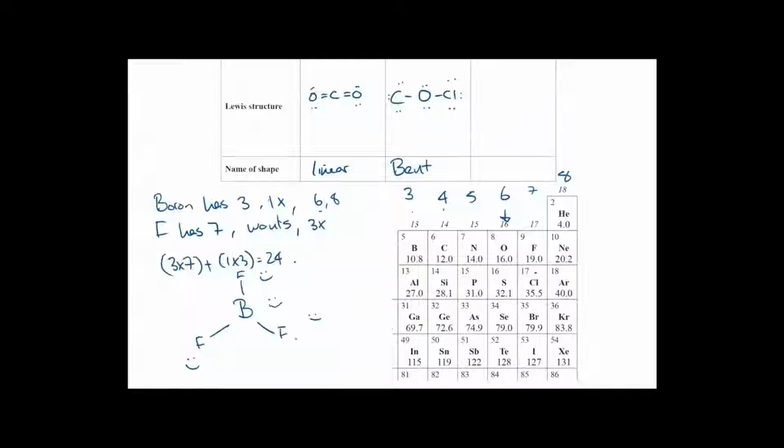So the boron has no dots around it, and these fluorines will have 3 lots of 3. So it's going to be boron, 1, 2, 3, 1, 2, 3, 1, 2, 3, and this is going to be trigonal planar. But yeah, remembering that boron is happy with 6, it's kind of the odd one out. It's not happy, but it's stable with 6 valence.